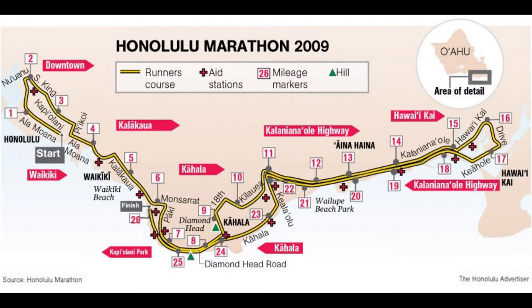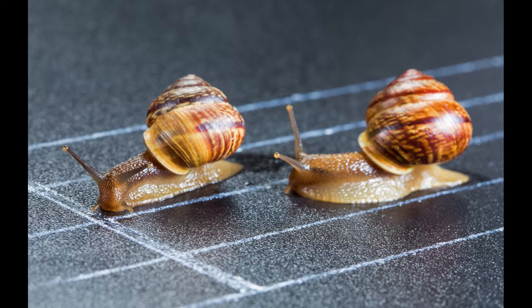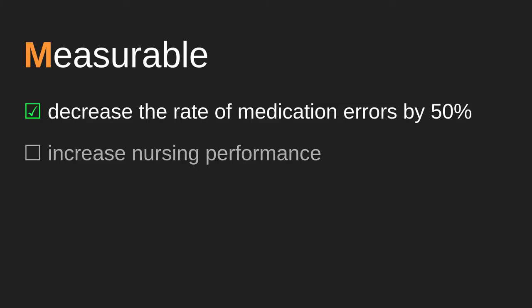Measurable. Goals need to be measurable. If not, it's impossible to know whether you're making progress toward your goal and whether you've actually achieved it. Contrast these two metrics. One of these is measurable, and the other is vacuous.